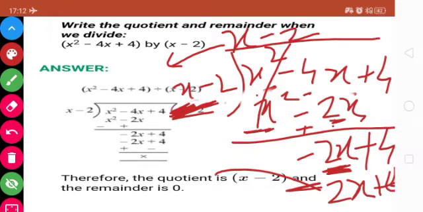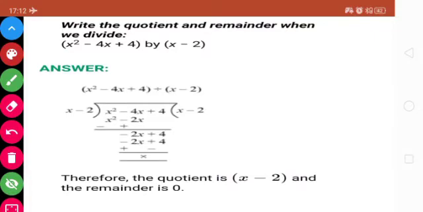Okay, done. So all are cancelled. When you subtract, it will cancel, and the remainder is nothing. Okay, so try to understand here. We are comparing the first term of the divisor to the first term of the dividend.